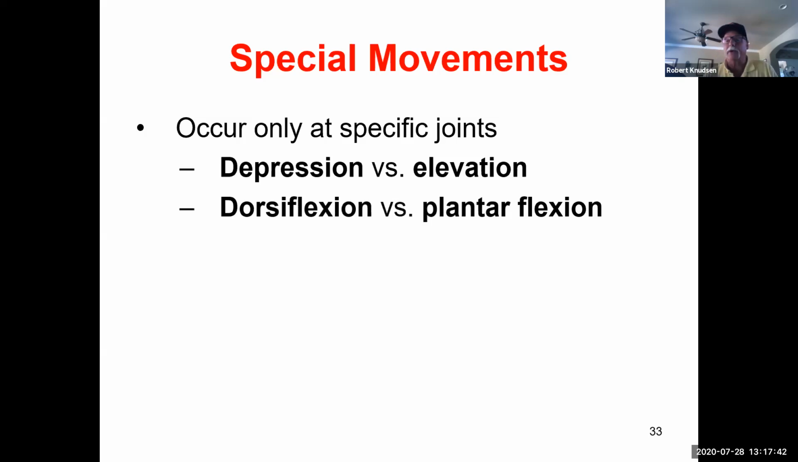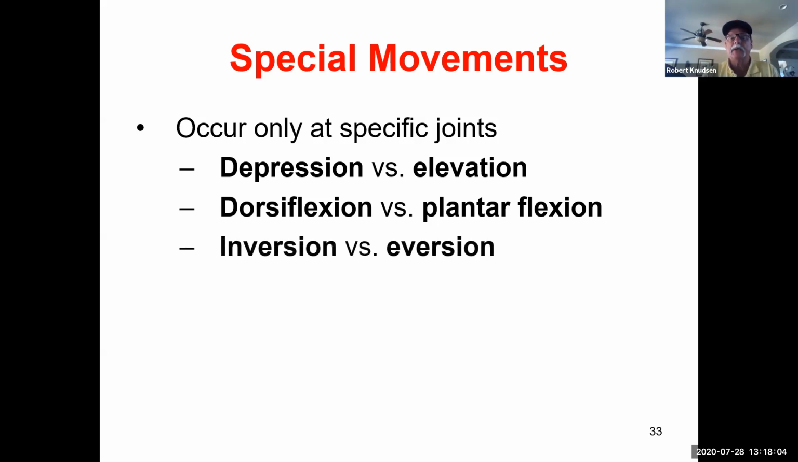Dorsiflexion, plantar flexion, that's your foot. Your foot does not extend, it only flexes. So it's shortening on either side. Okay, this way it's called plantar flexion, this way it's called dorsiflexion. So if this is my foot and I do this, that is called dorsiflexion. When I push off to walk, it's called plantar flexion.